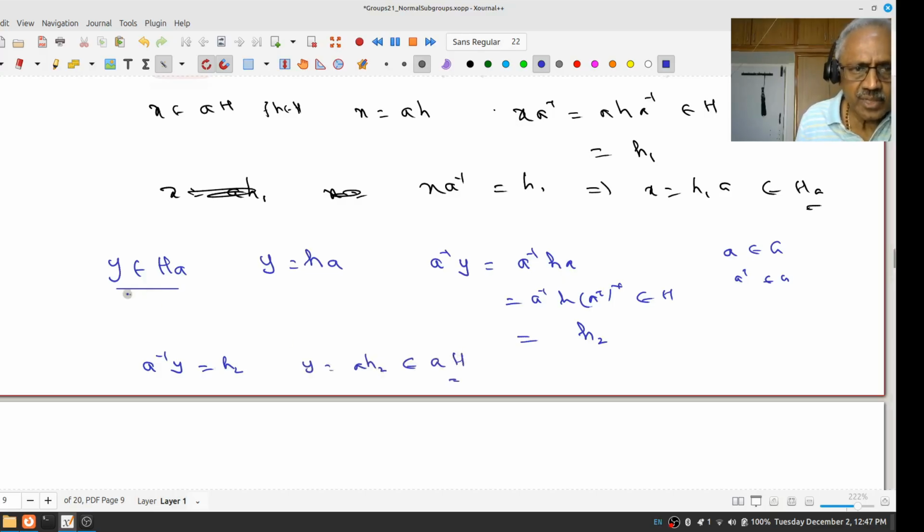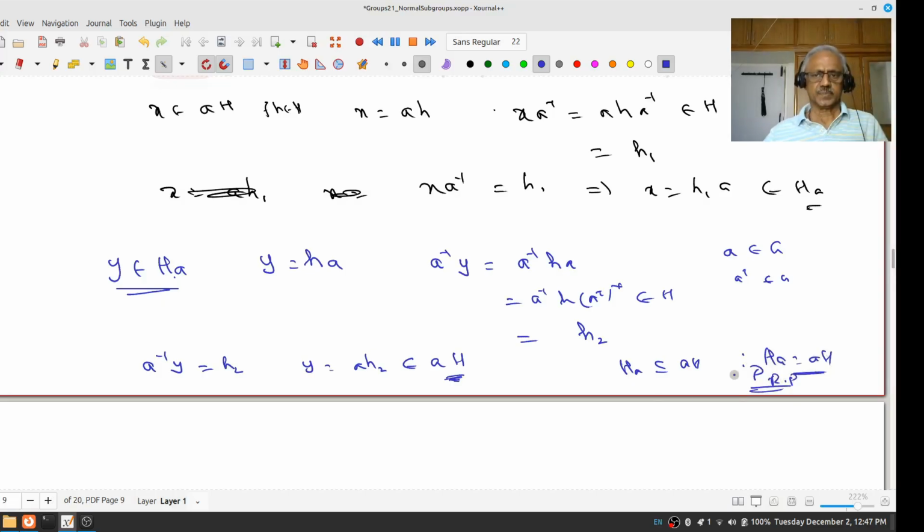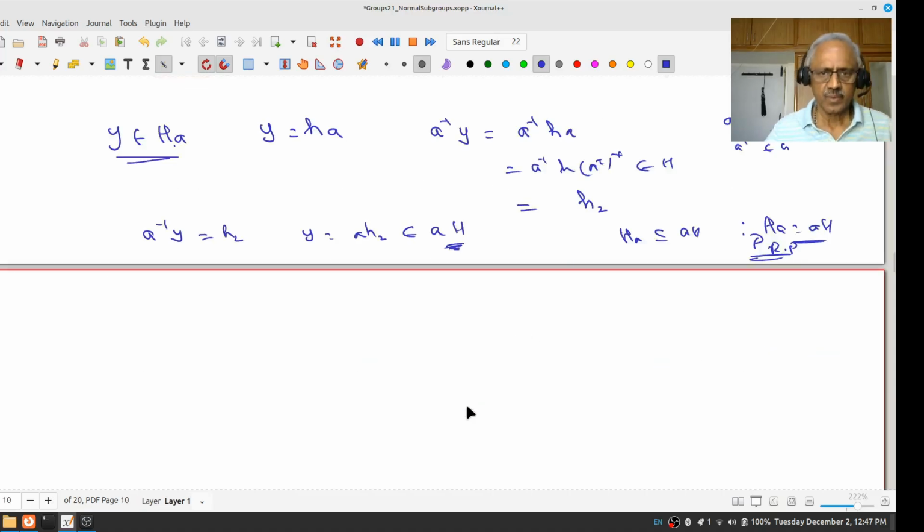So, I start with an arbitrary element Y in HA. I proved it's an element of AH. That means HA is a subset of AH. Therefore, HA equals AH. Proved. So, pause, review, proceed. So, what have we shown? We have shown that 1 implies 2 is proved. Complete.